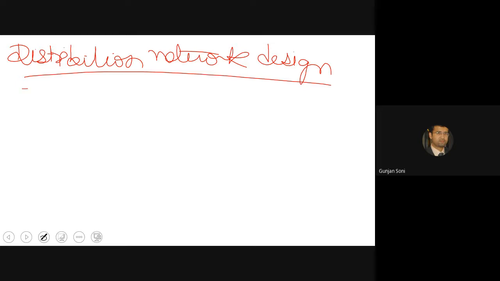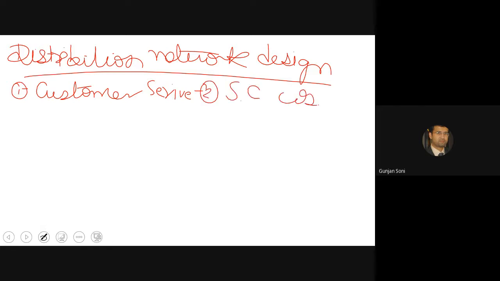So broadly there are two main variables. One is customer service, and the second one is supply chain cost. These are two main variables between which the supply chain players have to play and juggle their responsibilities and make various combinations to ship the product.